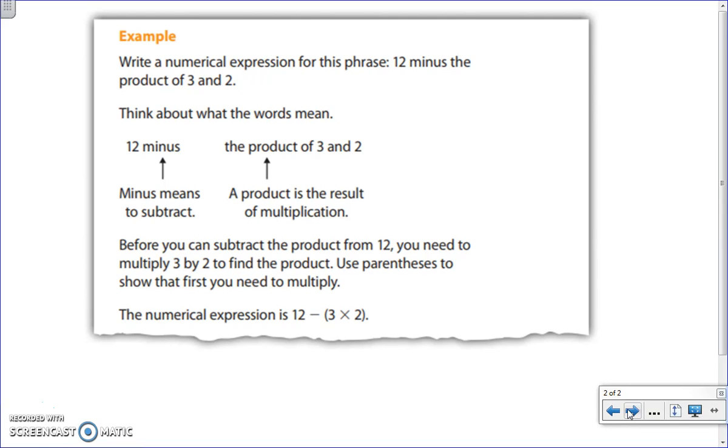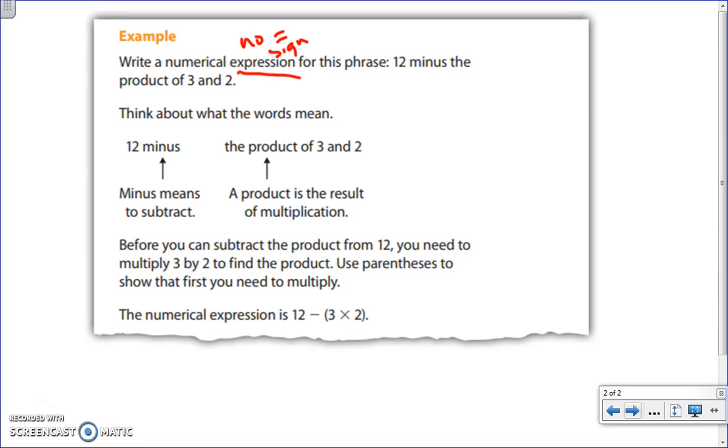So a couple things. Before I read the phrase, it says expression. So this indicates to me there should not be an equal sign. Okay, it says 12 minus the product of 3 and 2. And this kind of just walks us through the process of how we think about it. It says to think about what the words mean.